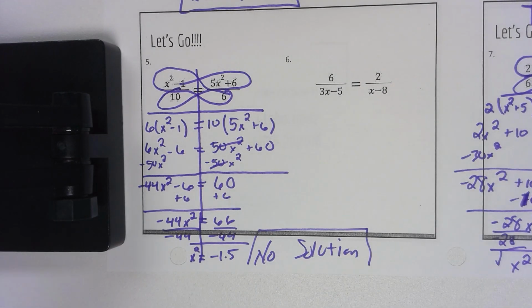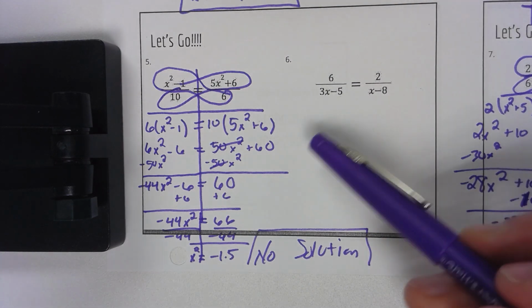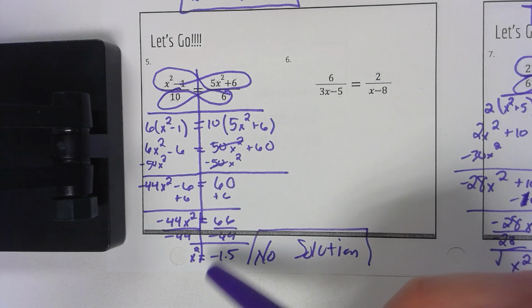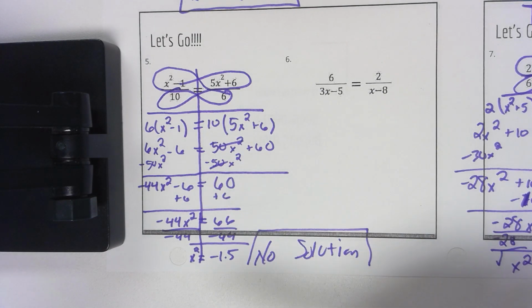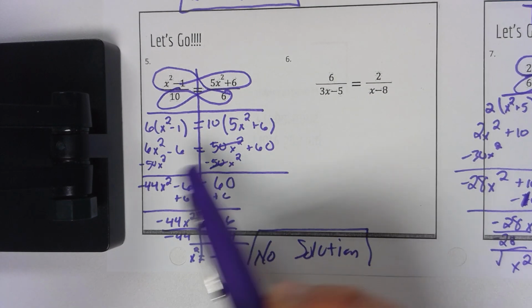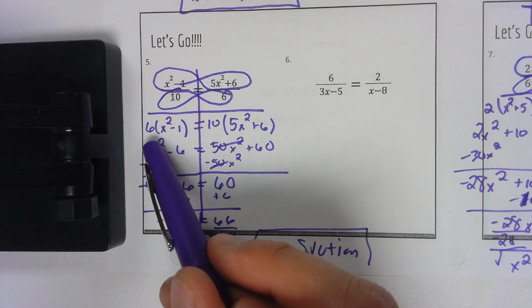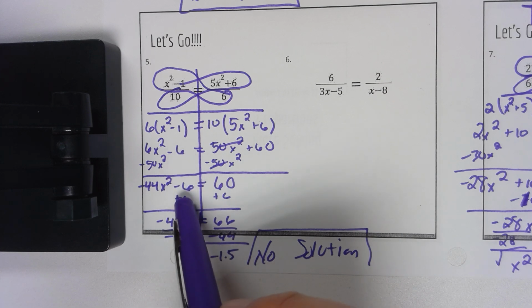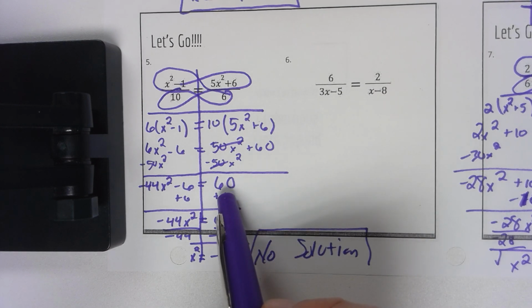Okay, all right, we did the cross multiplying. Then, after I cross multiplied, I distribute the 6 to get 6x squared minus 6 and 50x squared plus 60. I always get my variables to the left side, so I'm minus 50x squared. 6 minus 50 is negative 44x squared. I still have that negative 6, and we still have the 60.